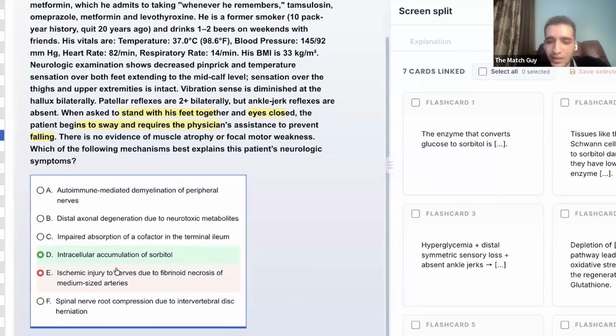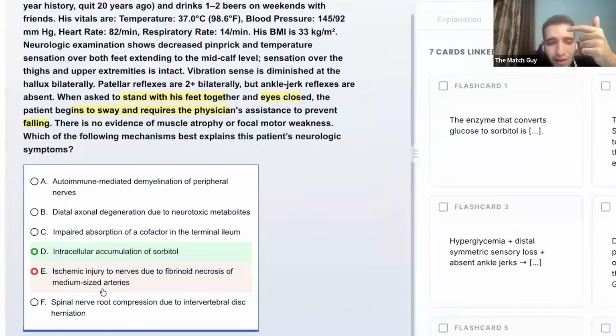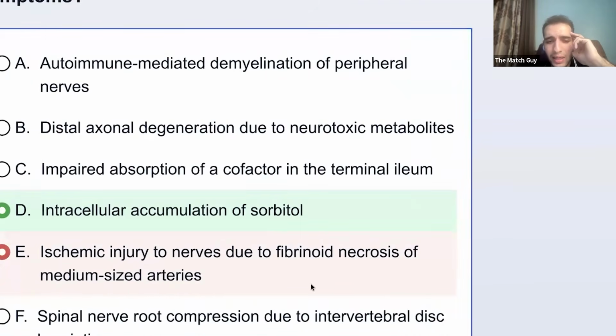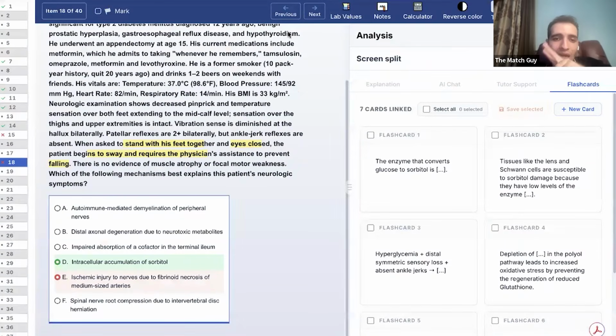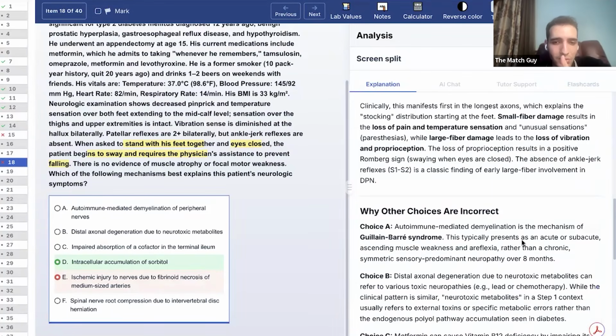I need to know two things right now. The first thing, why my answer here is wrong. Why is it an ischemic injury due to fibrinoid necrosis of medium-size vessels? Why is it wrong? I try to ask myself, is it because of the medium size or is it because of the fibrinoid necrosis part? And then, why is the other answer correct? Because I thought cataract is the only thing that happens from accumulation of sorbitol. So I will ask myself these two questions and I will read the explanation with this intention. Why was my answer wrong? Why was the other answer right?